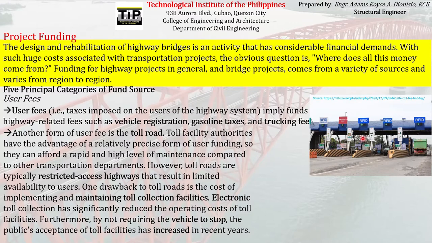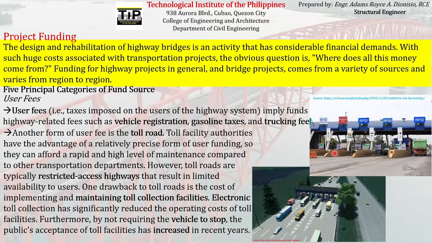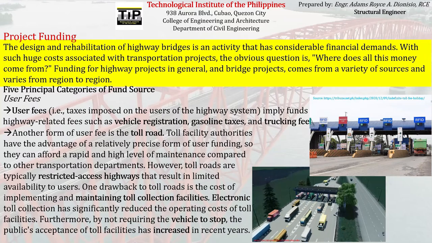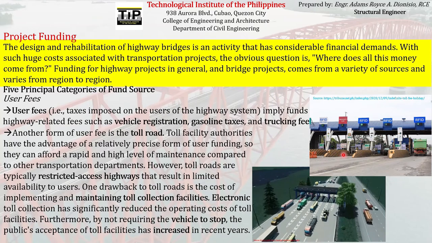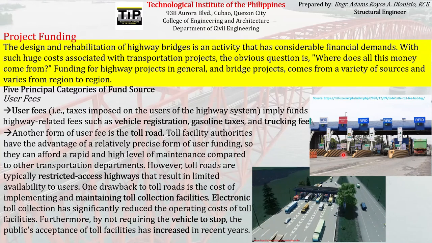So obviously, for the fees to be collected from the users in a toll gate or toll road like this, there must be a manpower that will actually collect the fee from the users of that particular toll road. So there will be an additional cost, because there will be a manpower needed. There must be an employee needed to collect the fees from the users of a particular highway system or toll road.